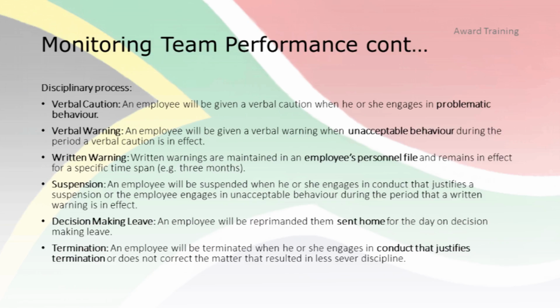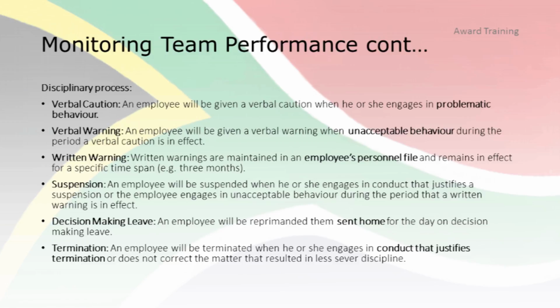When it comes to disciplining employees, the following procedures may take place. There could be a verbal caution for problematic behavior, or even a verbal warning for unacceptable behavior. When that's not enough, an employee can expect to receive a written warning, and this gets placed in the personal file of the employee in the HR department.